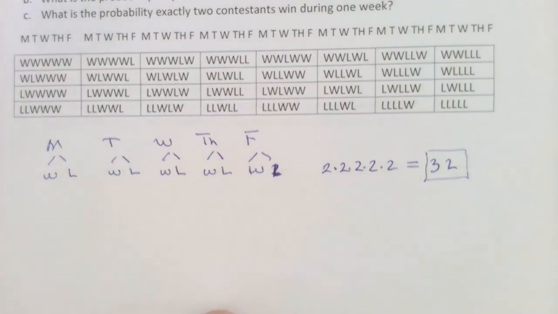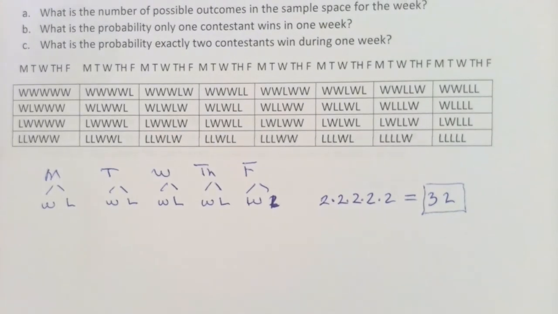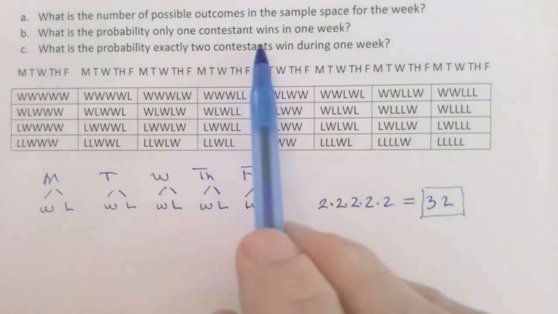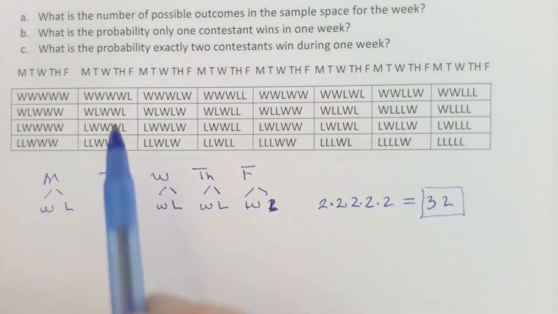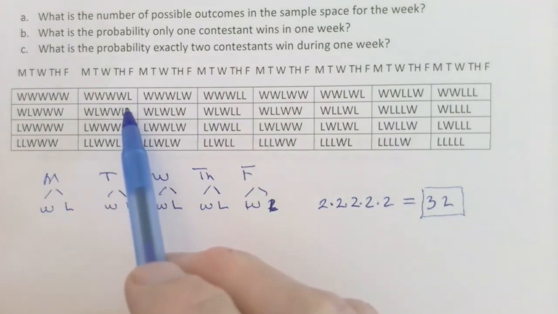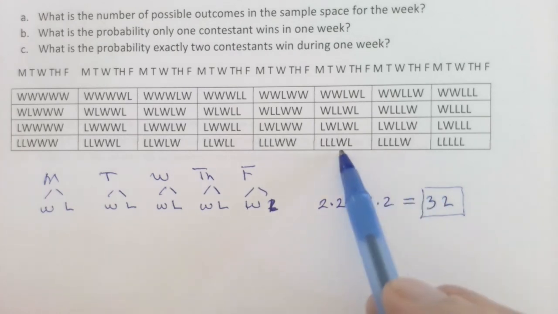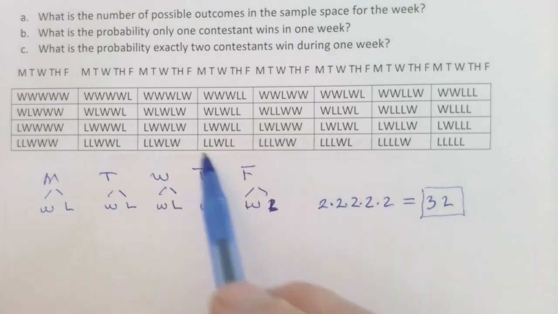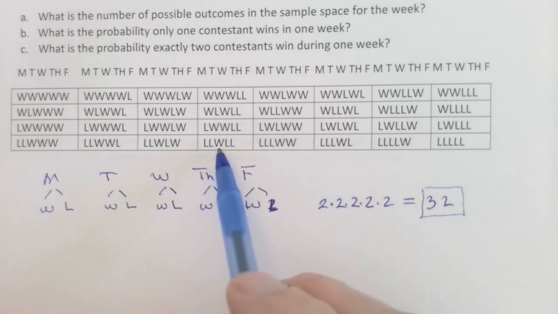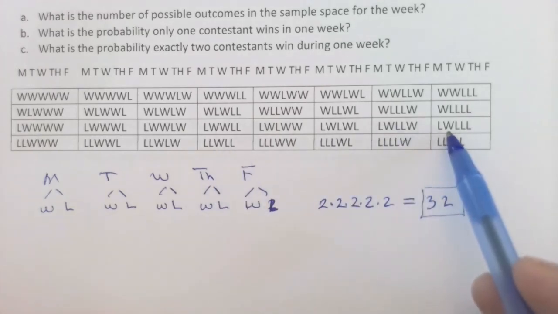Now, we have a question up here. What's the probability only one contestant wins in the week? Well, here's an example of only one win, and it's on a Friday. Here's an example of only one win, and it's on a Thursday. Here's an example of only one win, and it's on a Wednesday. Here's an example of only one win, and it's on a Tuesday.